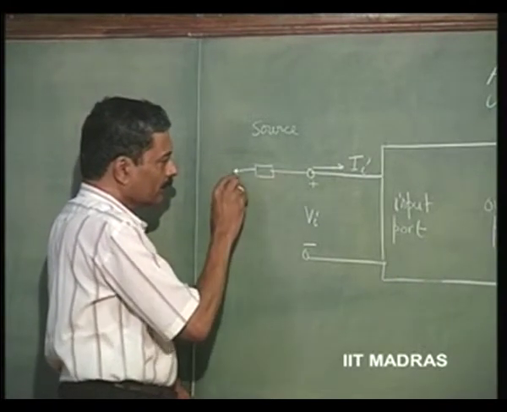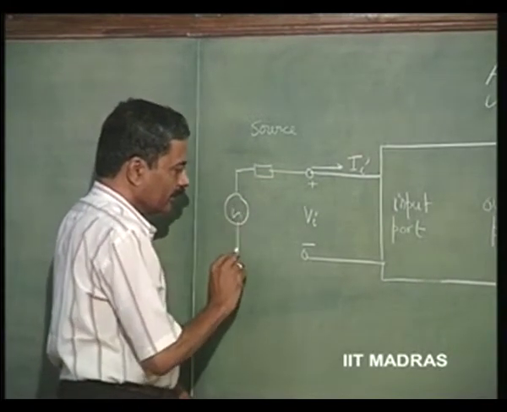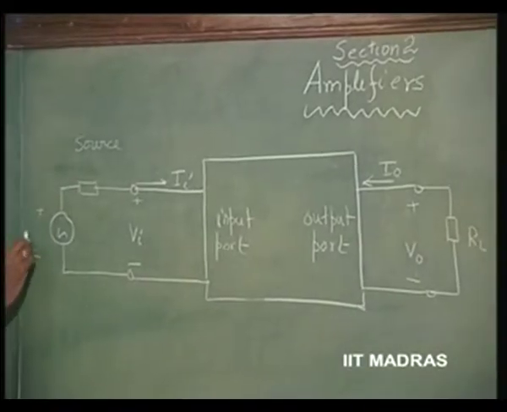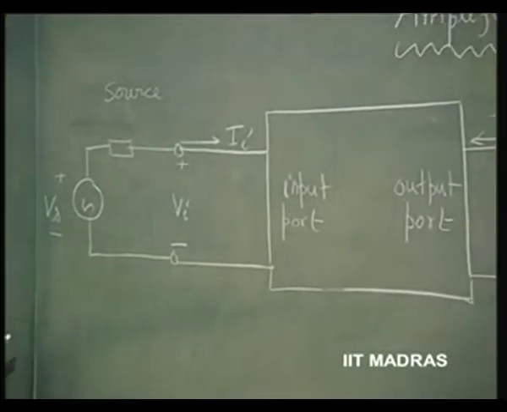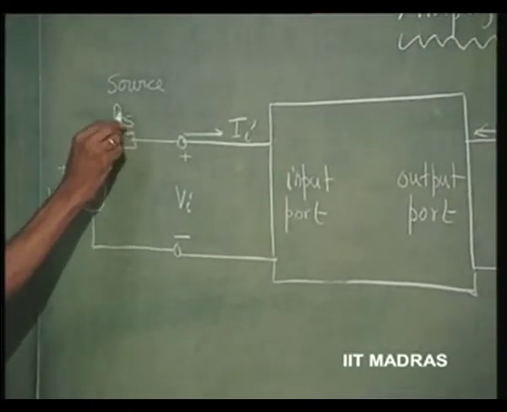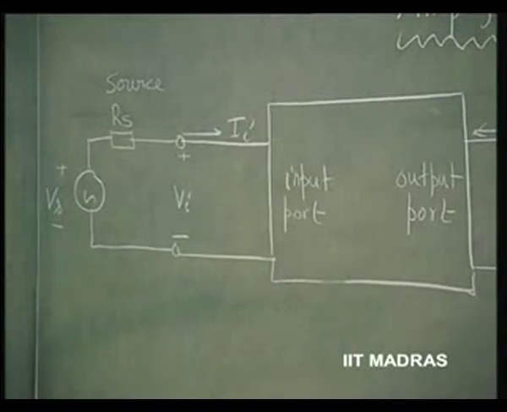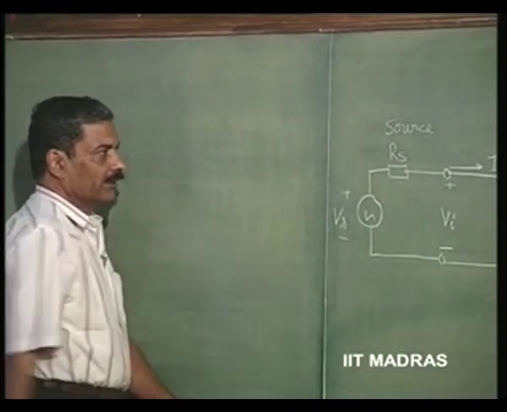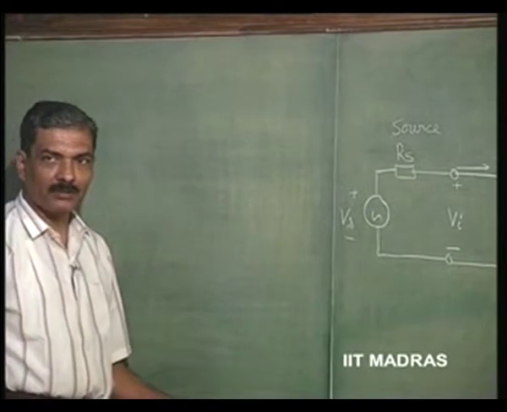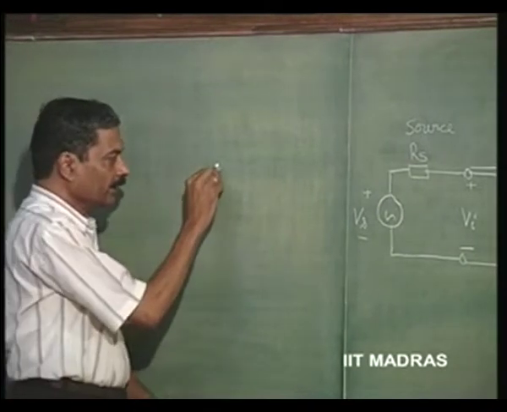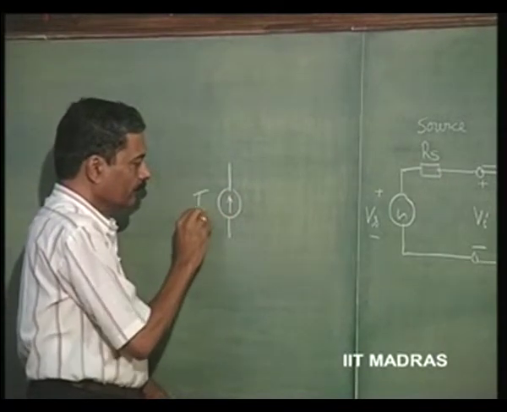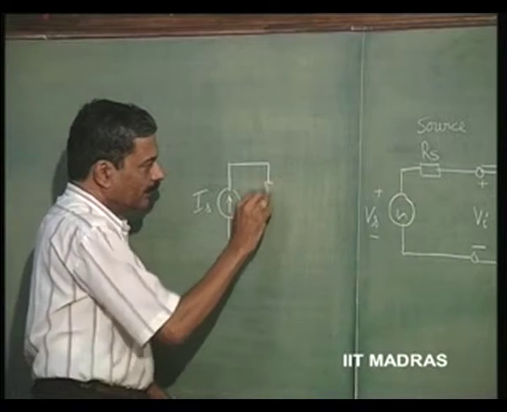That source can be represented as a voltage source with a series resistance Rs. This is one way to represent the source. It can be represented either as a voltage source in series with a resistance, or also as a current source in shunt with the resistance.